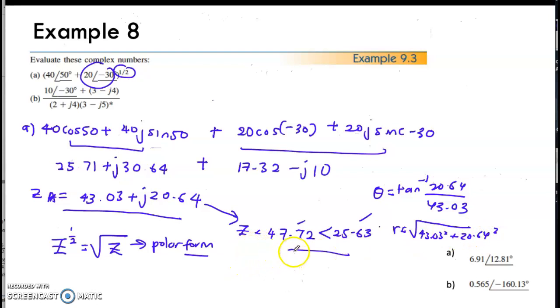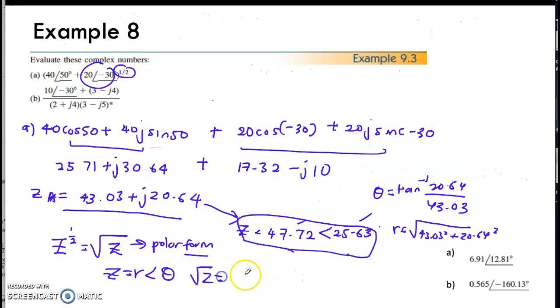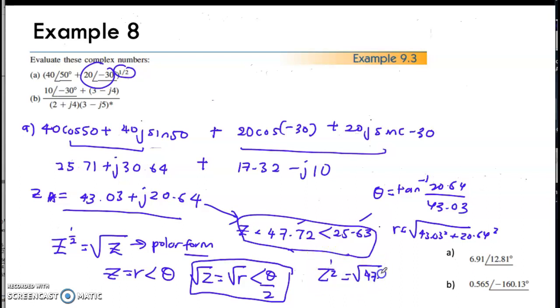Once you have this in polar form, what you need to do is: if Z is equal to R angle theta, then the square root of Z is equal to the square root of R angle theta over 2. This is how you solve the square root of a complex number. So your Z to the half here is equal to the square root of 47.72, and you divide the angle by 2.